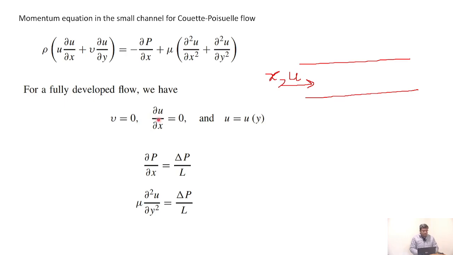Now we say v equal to 0, del u del x equal to 0. What's the logic? Again, a small channel means that you can get fully developed flow, right? So very similar to the natural convection case. And then we write v equal to 0, del u del x equal to 0. So this term goes, this term also goes, and u is a function of y.